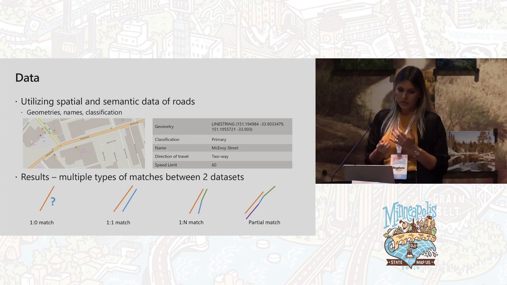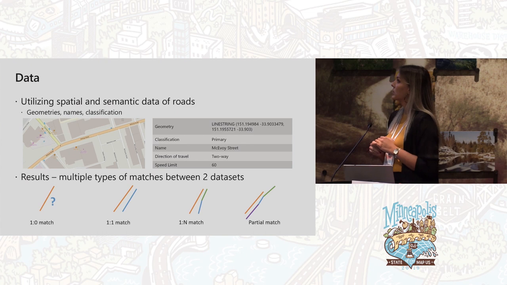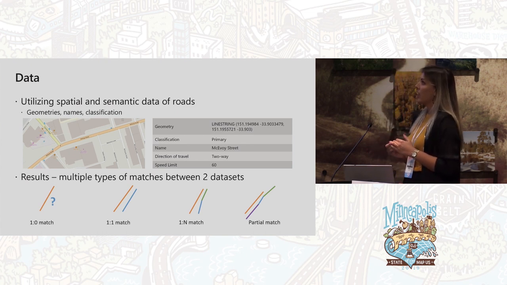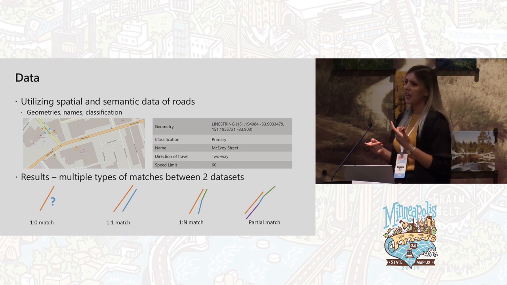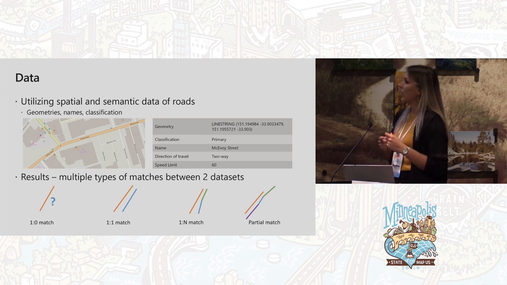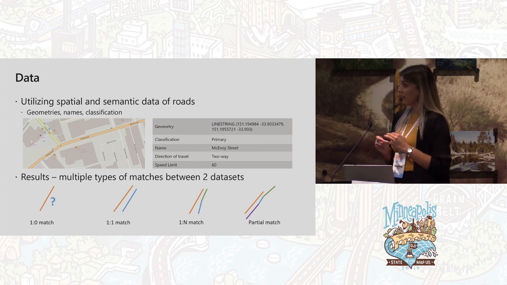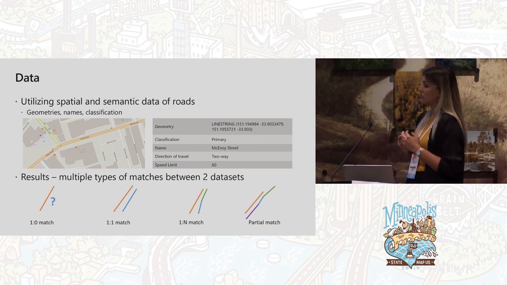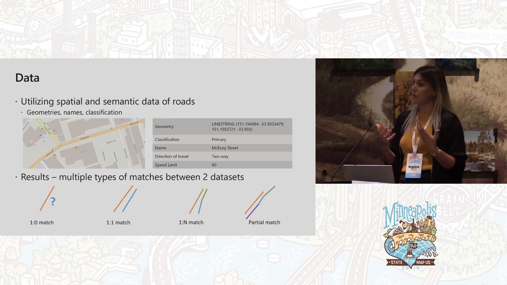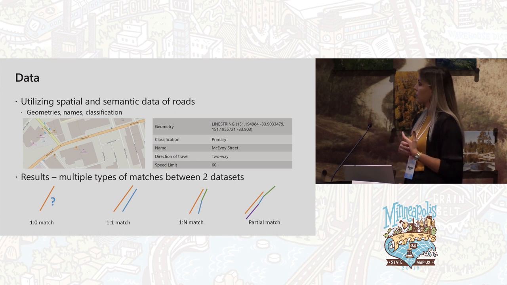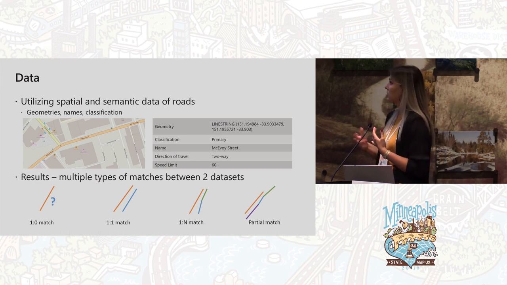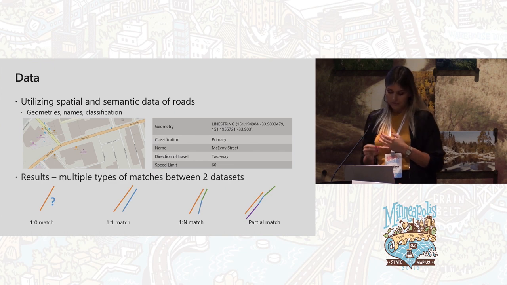So the tool we are developing mostly uses spatial data and semantic data in the sense of names, direction of travel, and road classification. When we have our results of the matching, there can be multiple types of matches, right? We can have a road from one data set that doesn't have a match in the other data set, or it can have a match. It can be matched with the whole road from another data set, or in general with multiple roads from the other data set, or with parts of roads from the other source.